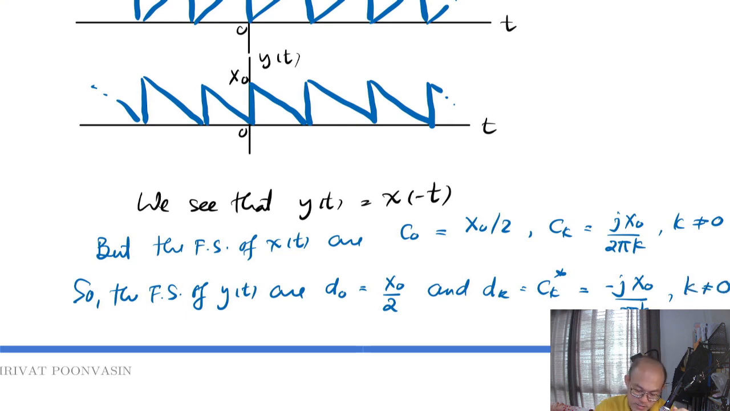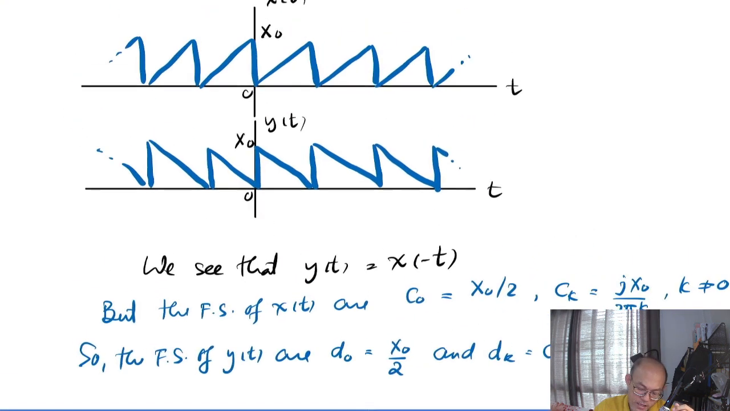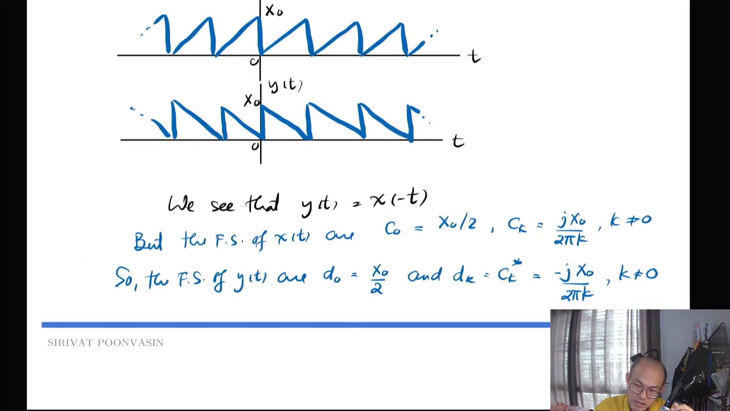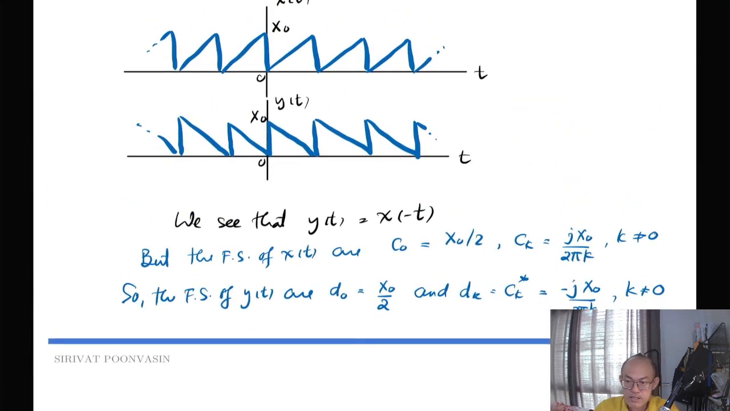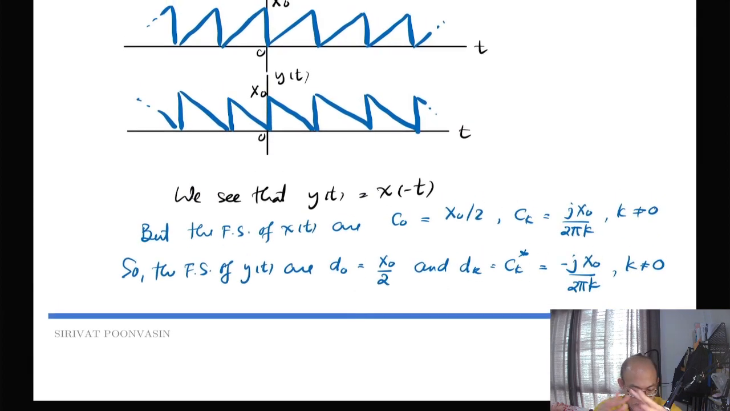Okay, so this is the Fourier series coefficient of this guy, because we know y is a time reversal of x. So the Fourier series coefficient of y is just the complex conjugate of the Fourier series coefficient of x. So we got this one. Once we know ck, we can easily find dk by taking conjugate of ck. Okay, so that concludes our Fourier series chapter.